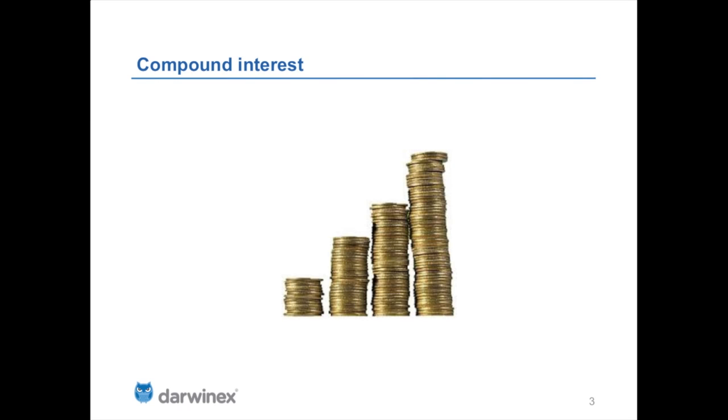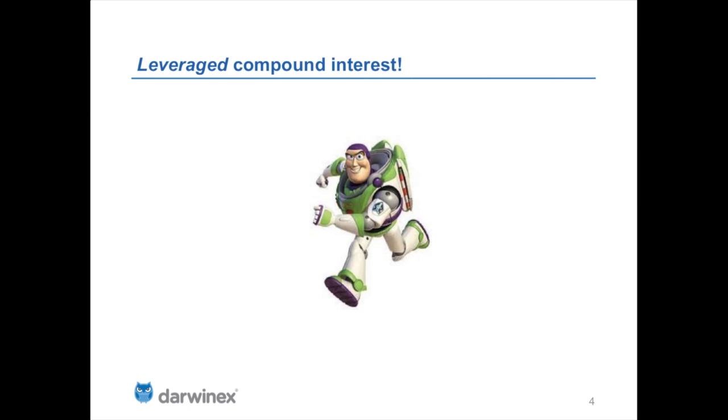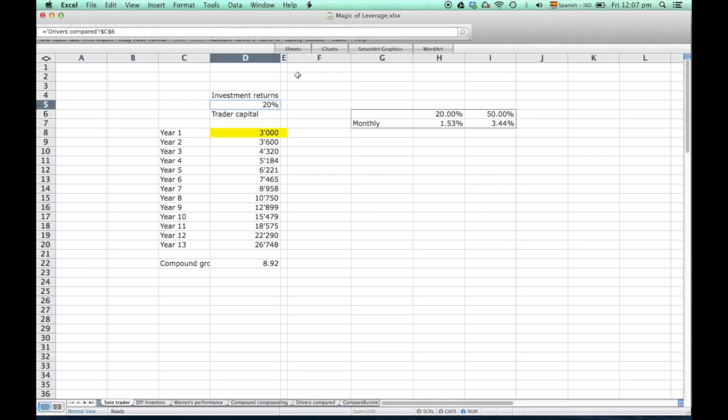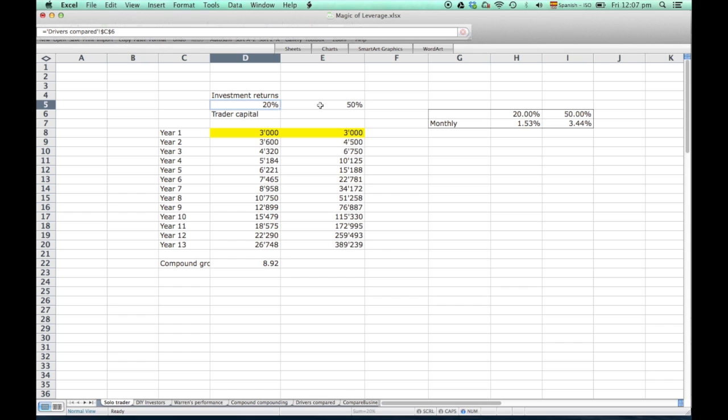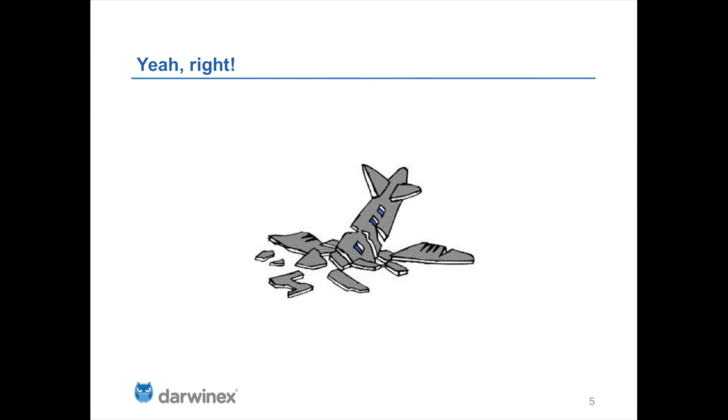Now this is very tempting, isn't it? So many traders have tried the power of leveraged compound interest, which is another way of saying, well, if I know I can multiply money easily, why stop at 20%? Why not go for 50% or maybe 100% per year? Isn't that an amazing way to get from 3,000 bucks to 12 million in just 13 years? Well, sure it is, until you crash.